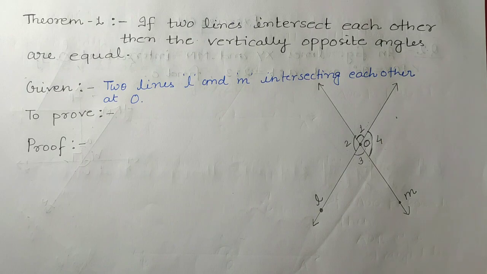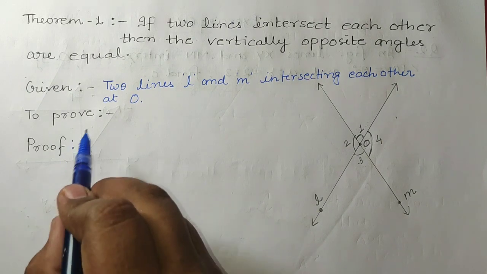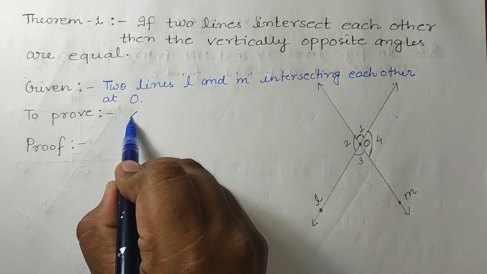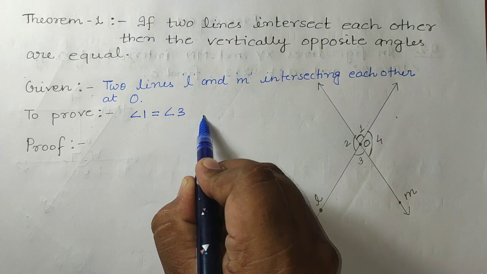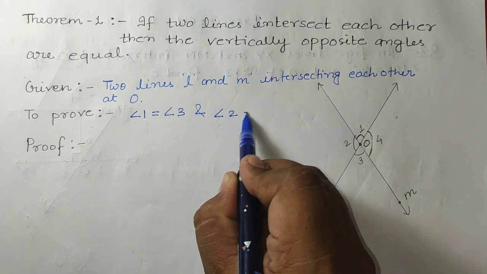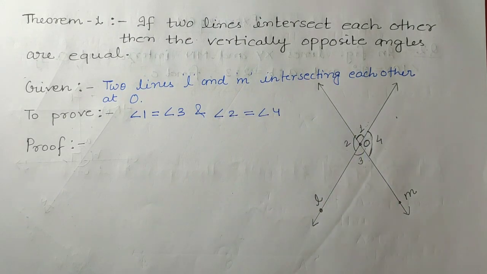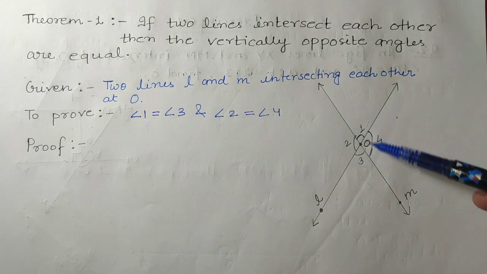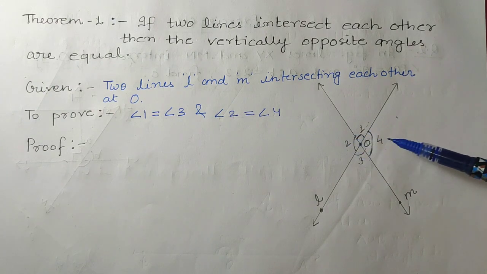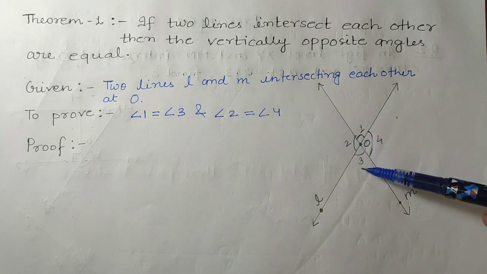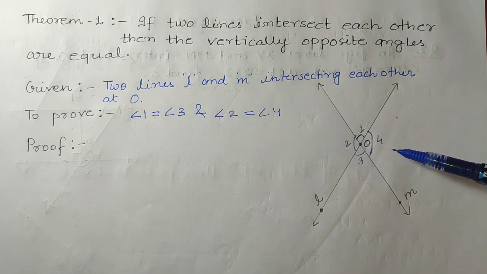Now in to prove, what will we write? In to prove we will write that we have to prove that angle 1 is equal to angle 3 and angle 2 is equal to angle 4. Why? Because they are opposite to each other, meaning they are pairs of vertically opposite angles. So we have to prove that angle 1 is equal to angle 3 and angle 2 is equal to angle 4.